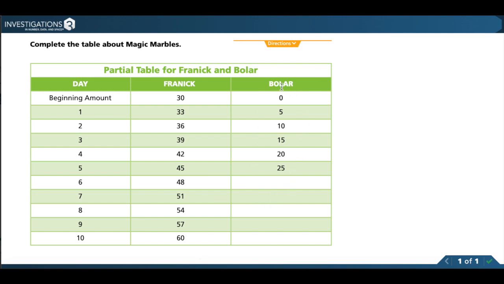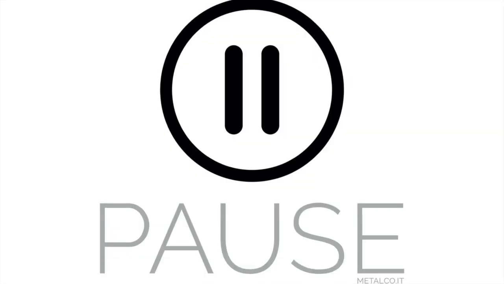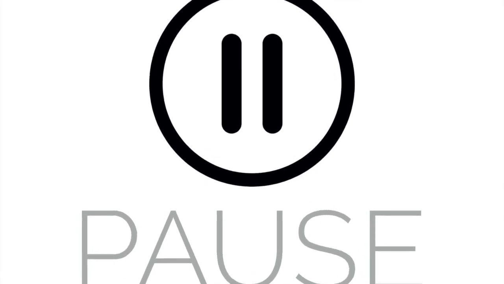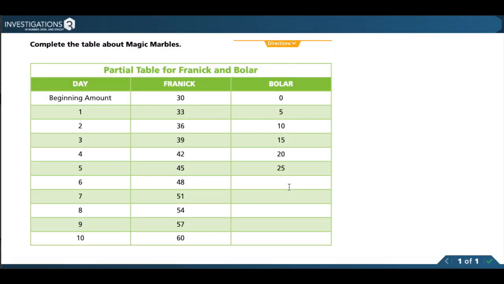Pause me and think about, what pattern do you notice about Bolar's table, and how is he getting more each night? What I notice here is that either you can add 5, but I also notice that 1 times 5 equals 5, 2 times 5 equals 10, 3 times 5 equals 15. Pause me and think about, what pattern can I say for this table to figure out how many marbles Bolar has each night?